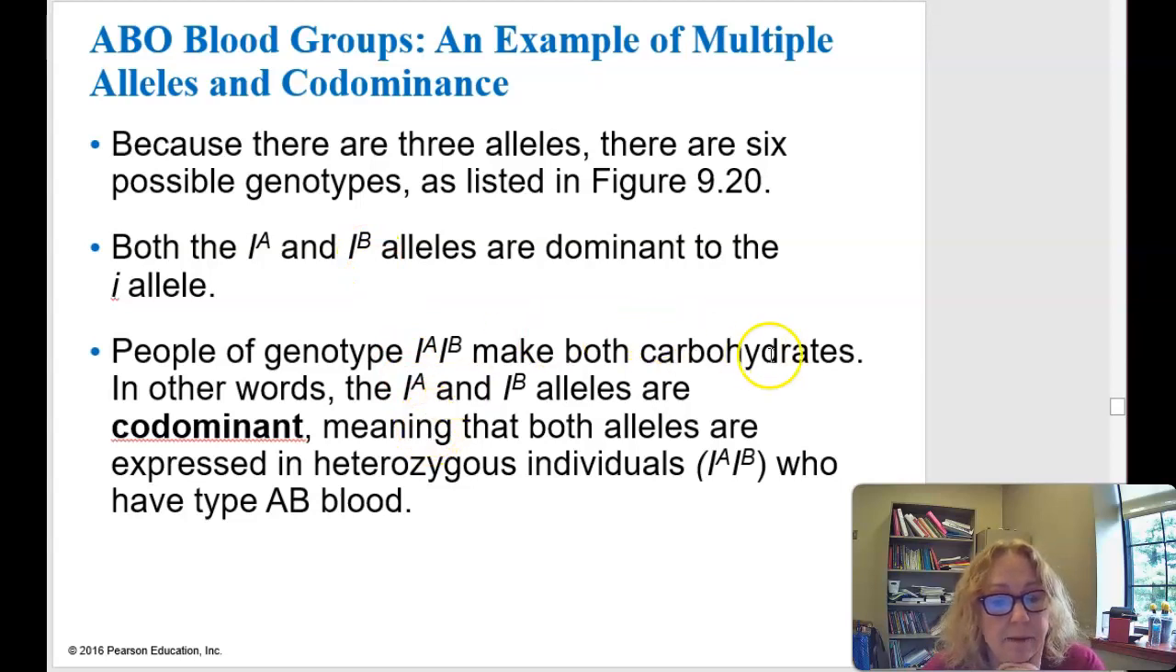People of genotype AB make both the carbohydrates. In other words, A and B are codominant. They are both expressing at the same time, meaning that your heterozygous is expressing both of them.